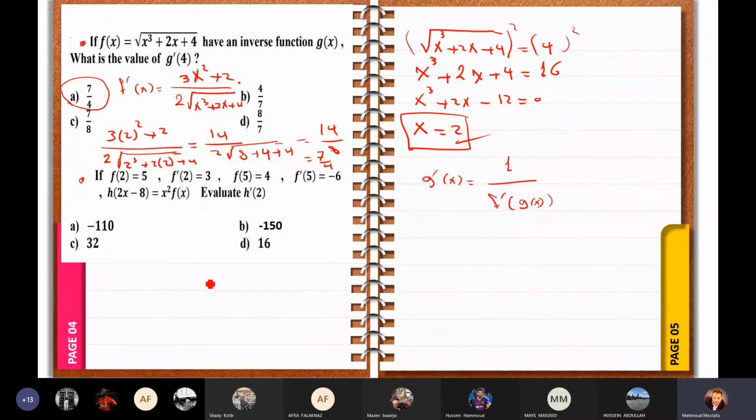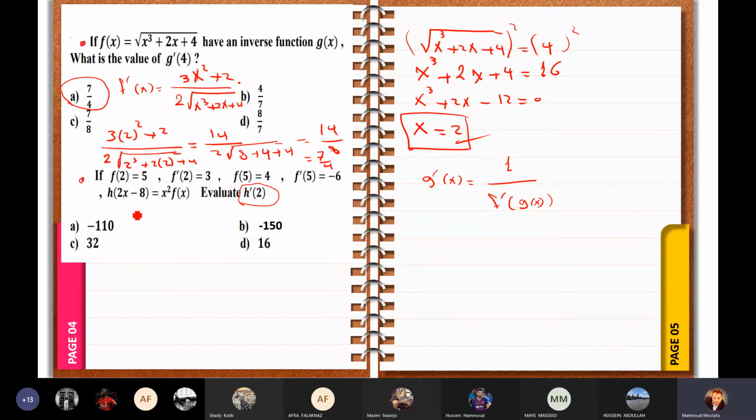If f of 2 equals 5, f prime of 2 is 3, f of 5 is 4, f prime of 5 is negative 6, and h of 2x minus 8 equals x squared multiplied by f of x, evaluate h prime of 2. h prime of 2. Okay.